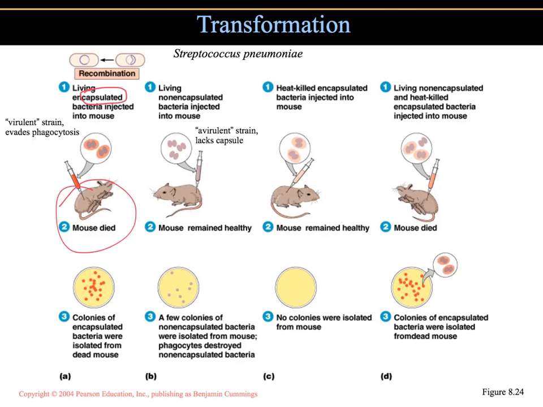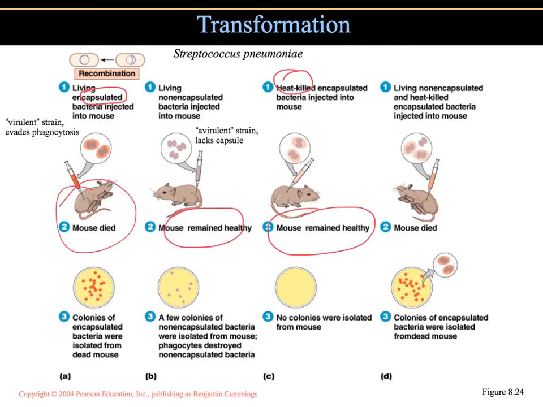Next, he took living non-encapsulated bacteria and injected it into the mouse, and the mouse remained healthy. This strain did not have the virulence. It was avirulent because it didn't contain the capsule. Now, he then heat killed the encapsulated bacteria and injected it into the mouse, and of course the mouse remained healthy. He heat killed that bacteria. They weren't alive, so they were not able to cause disease in the mouse.